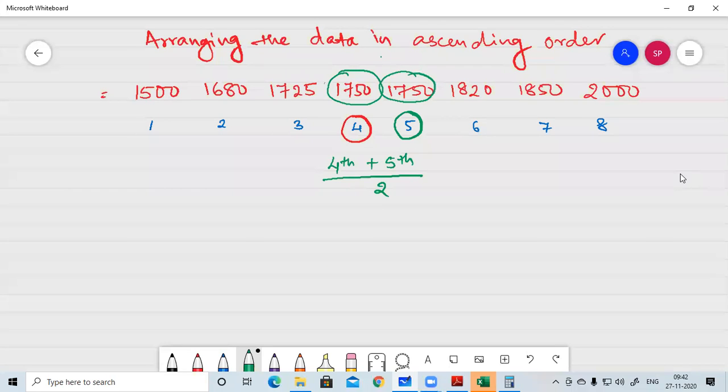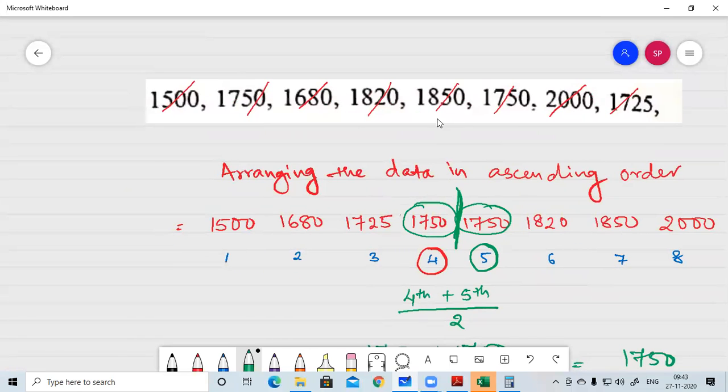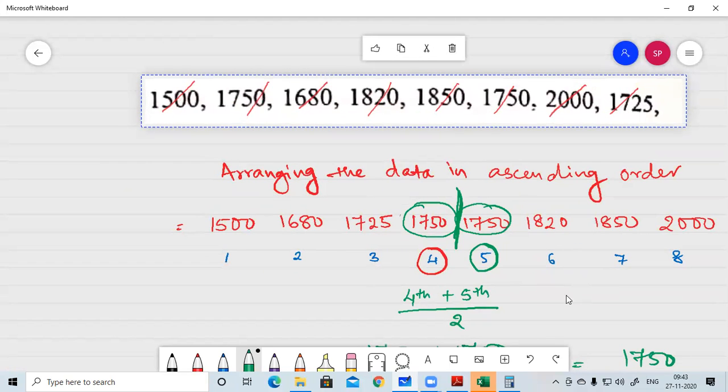In this particular sum, the fourth and the fifth observation both are 1750. So basically the median lies somewhere here in the middle, the reason being, on either side you have equal numbers. So your answer will be 1750 plus 1750 divided by 2. Now, both numbers are the same, so the answer will come the same, but I'm only telling you so that you can use this knowledge in other sums. Is that clear? Yes, sir. We'll be doing another sum like this.